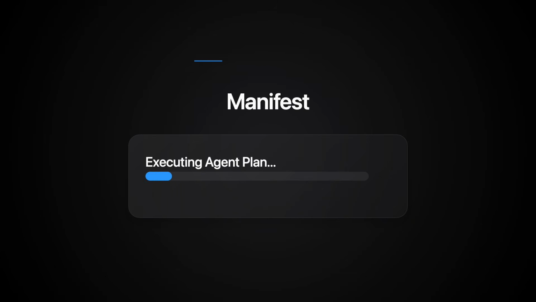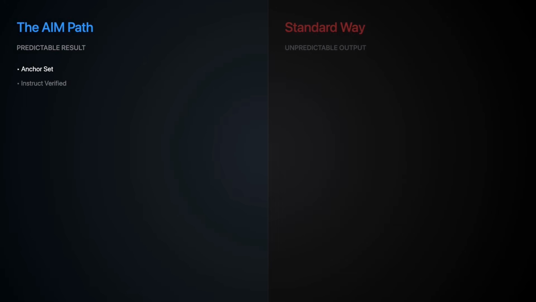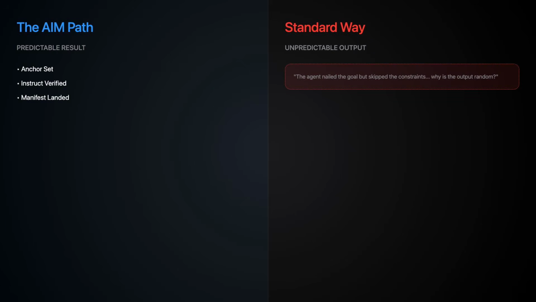And the final part is the manifest, which is the execution. The output lands exactly where and how you specified. And the job is done when something shows up where you said it would. And if you follow this framework, you'll be one step ahead of everybody else trying to build AI agents. Because what most people do is that they nail the goal, but they skip the constraints, and then they wonder why the output was unpredictable.